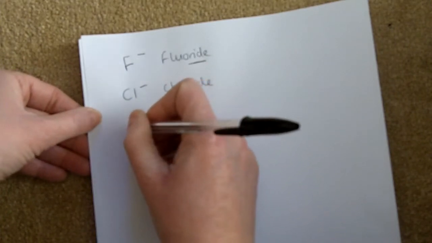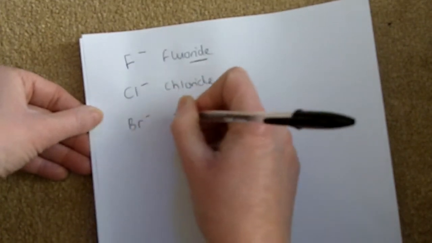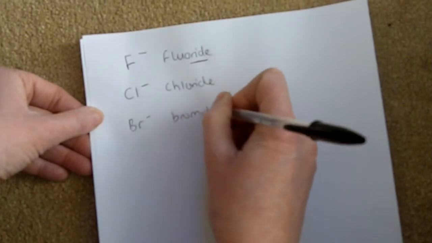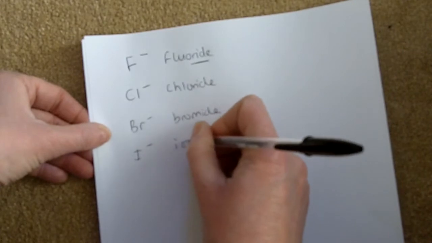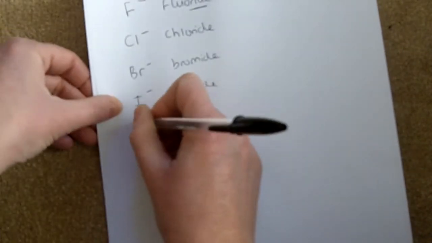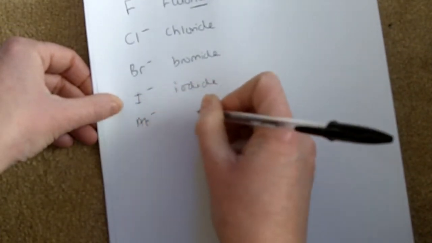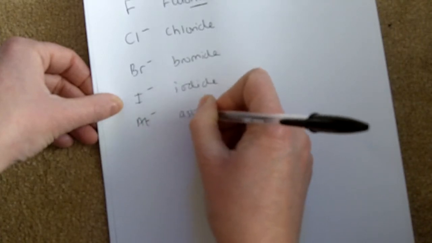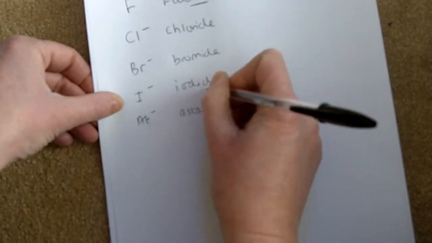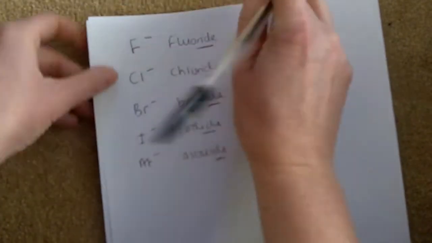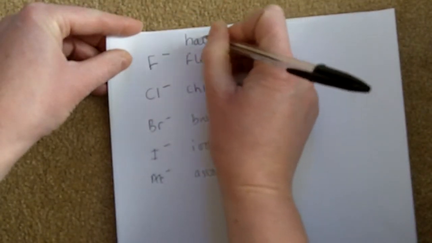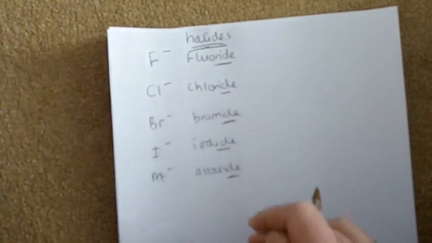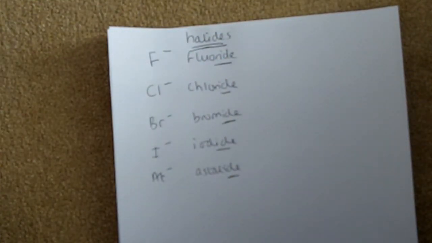So this is when the element reacts. And then bromine is called bromide. And then iodine is called iodide. And then astatine is called astatide. Okay, so the ions are called halides. The elements are called halogens. The ions are called halides.